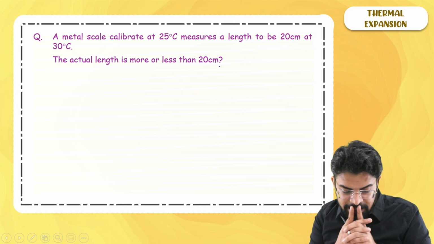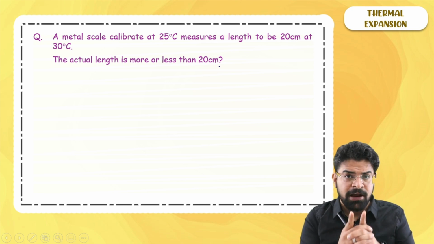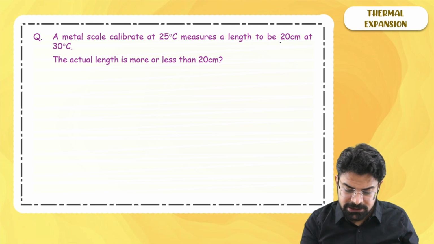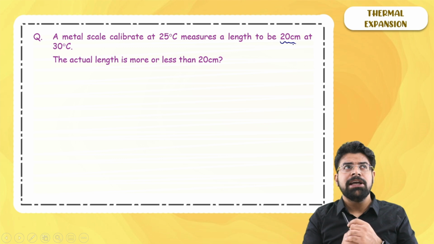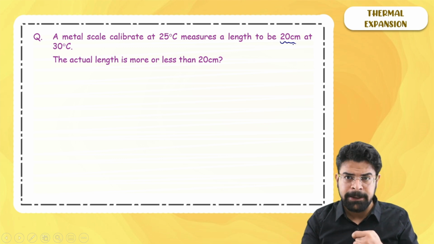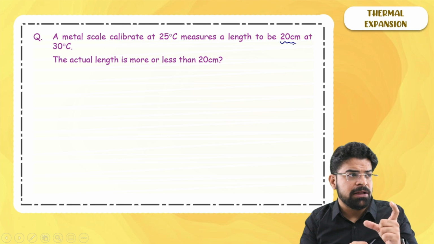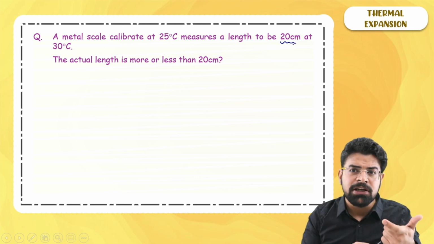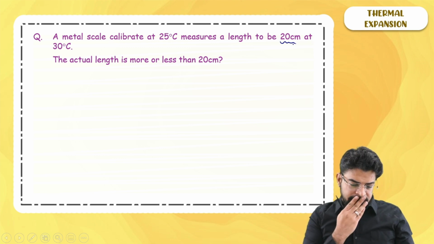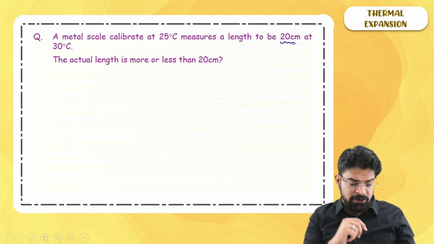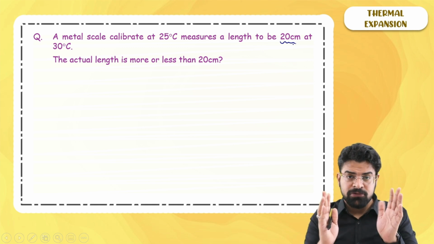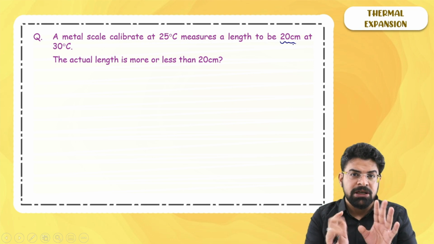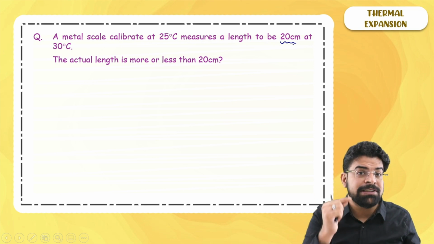Okay, so a scale is calibrated at 25 degrees centigrade. This scale measures the length of an object to be 20 centimeter on a day when the temperature is 30 degrees centigrade. The actual length of that object is more than 20 centimeter or less than 20 centimeter. So beta, here we are not changing the temperature of the object. The object has a particular temperature. We are increasing the temperature of the scale.